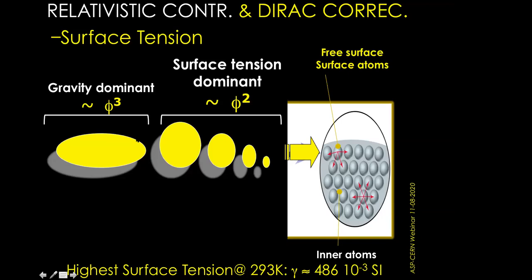the surface tension is gravity dominant. So the shape of the mercury droplets is imposed by gravity. But when you go to smaller particles, the shape of the particles is surface tension dominant. It's controlled by the size of the particle, phi squared instead of phi cubed. And we are in the ideal system because mercury has the highest surface tension of any liquid at room temperature, around 500 times 10 to minus 3 SI units. At the nanoscale, surface tension plays a huge role, as I mentioned, and is controlled by phi squared instead of phi cubed.